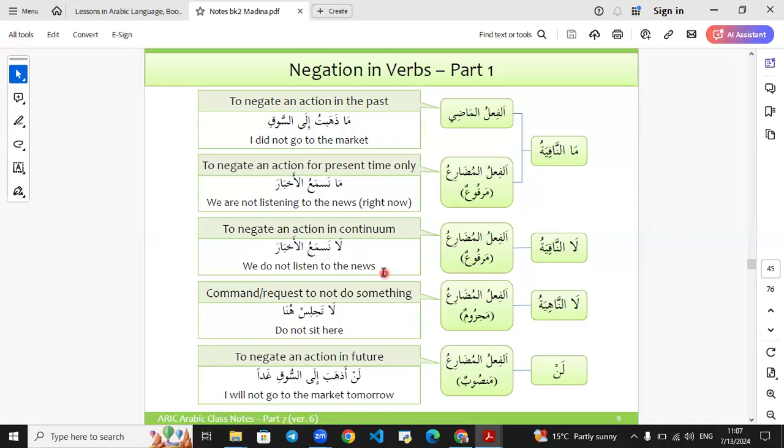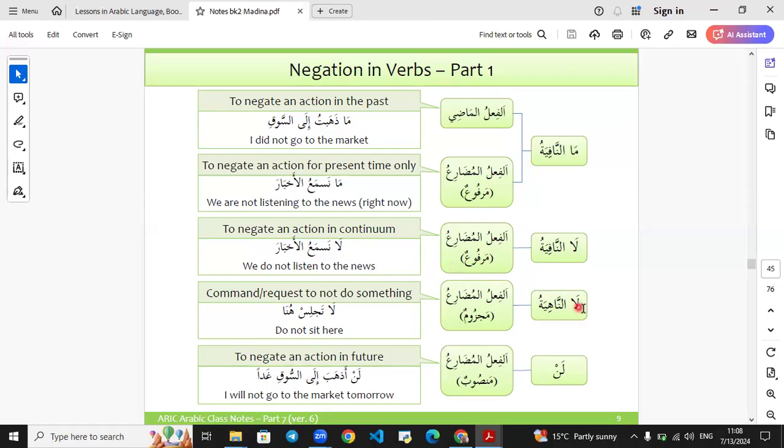Because if you say la nasma'u, it means you are not listening now and you are not going to listen as it goes, as the news continues. So it continues to negate the present moment. So la nasma'u means we are not listening and we do not listen. You're not listening and you do not listen. So take note of that.